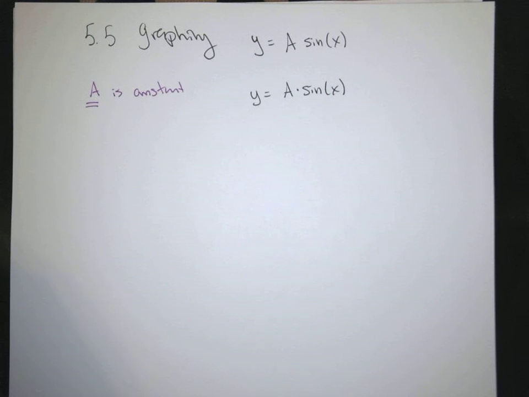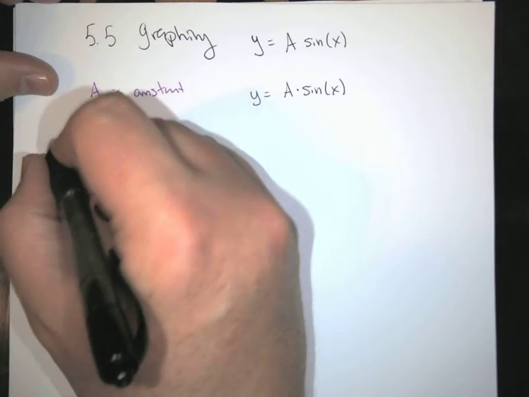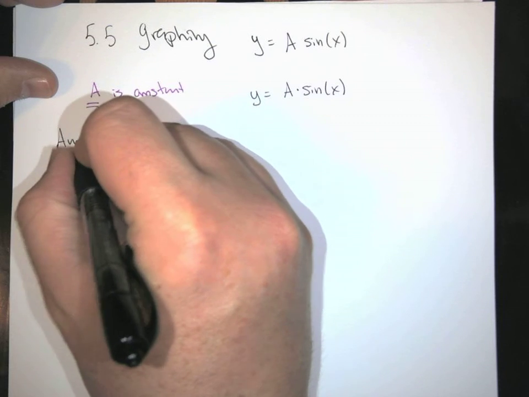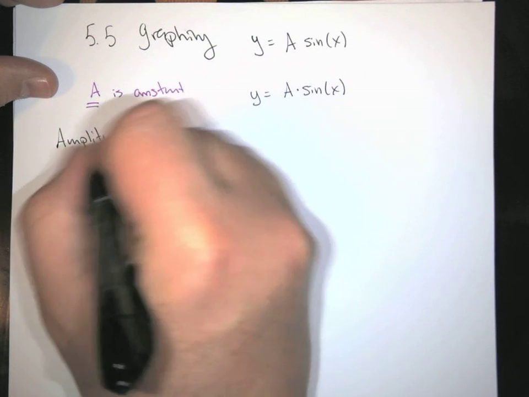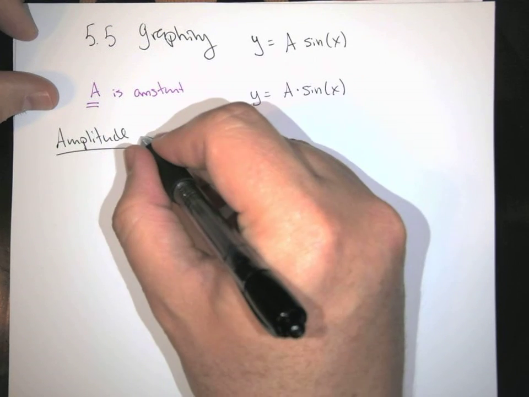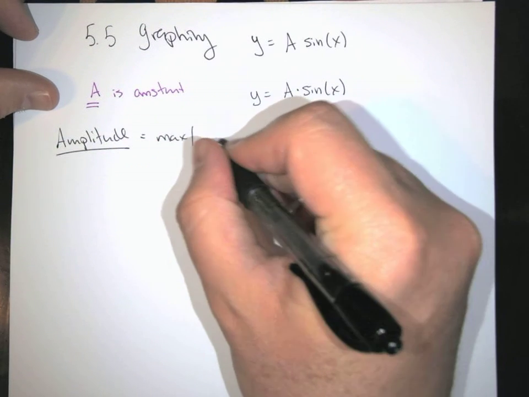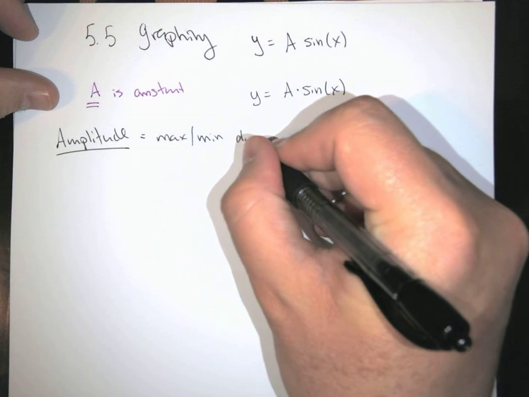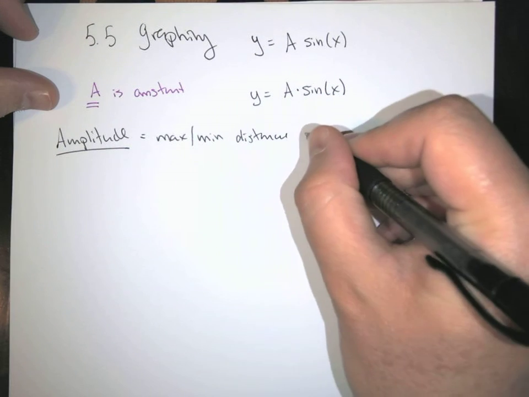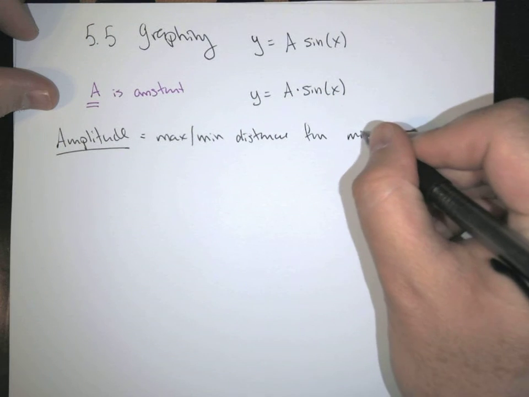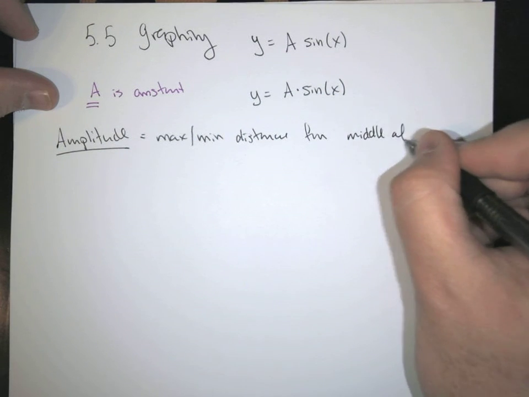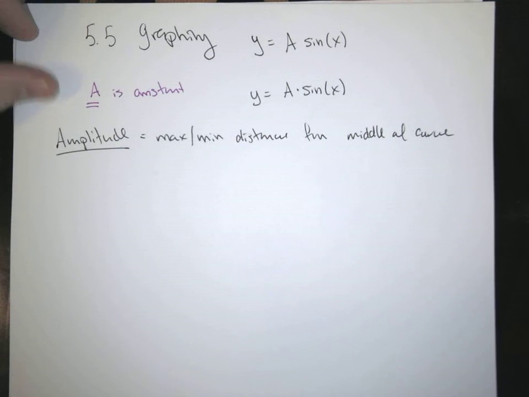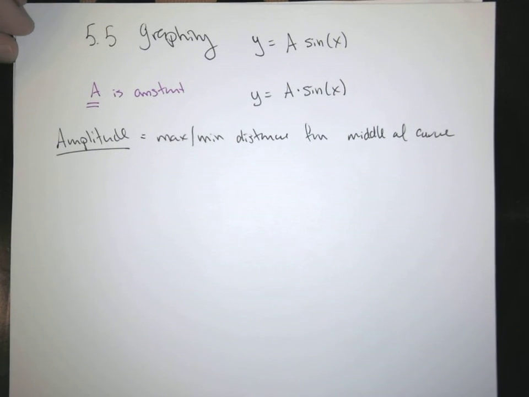So this is not a particularly large change, but we do need to talk about one aspect of the sine curve that we didn't talk about before, and that's what we call the amplitude. Amplitude is going to be sort of our max, minimum distance from the middle of our curve. So it's essentially how tall are our peaks and valleys, right?